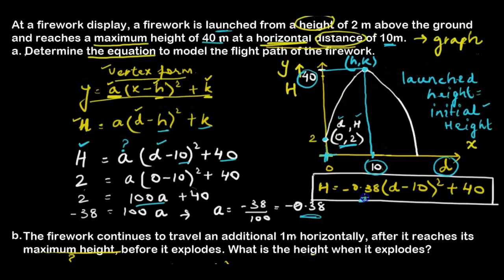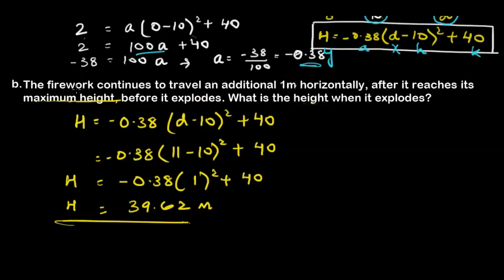So this is the a value, this is the h value, this is the k value, and y and x are going to remain as variables. The next part of the question says that the firework continues to travel an additional 1 meter horizontally after it reaches its maximum height before it explodes. What is the height when it explodes?